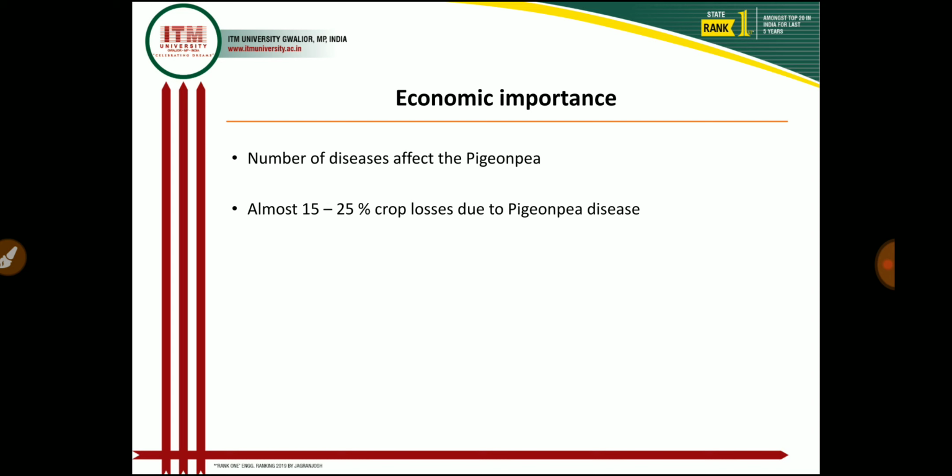Then in the economic importance part, as you know, a number of diseases cause losses in the pigeon pea crop, almost 15 to 25% crop losses, and mostly these diseases are most prevalent in the tropical and subtropical regions, where pigeon pea is cultivated largely.